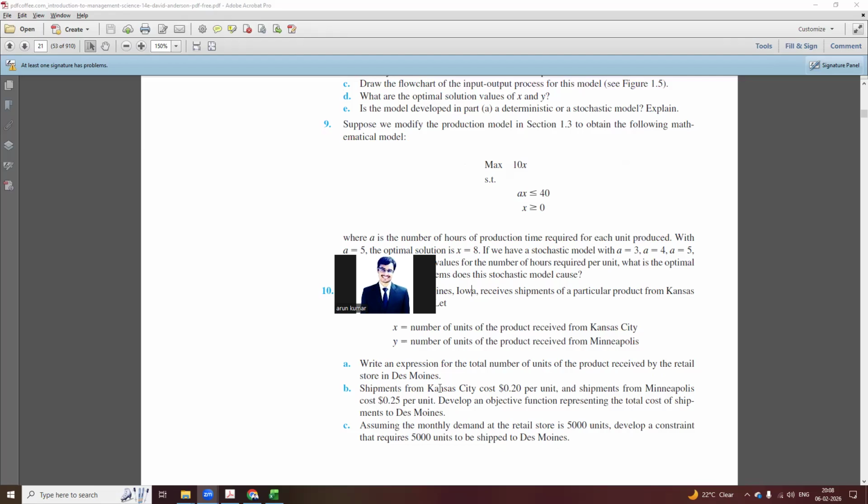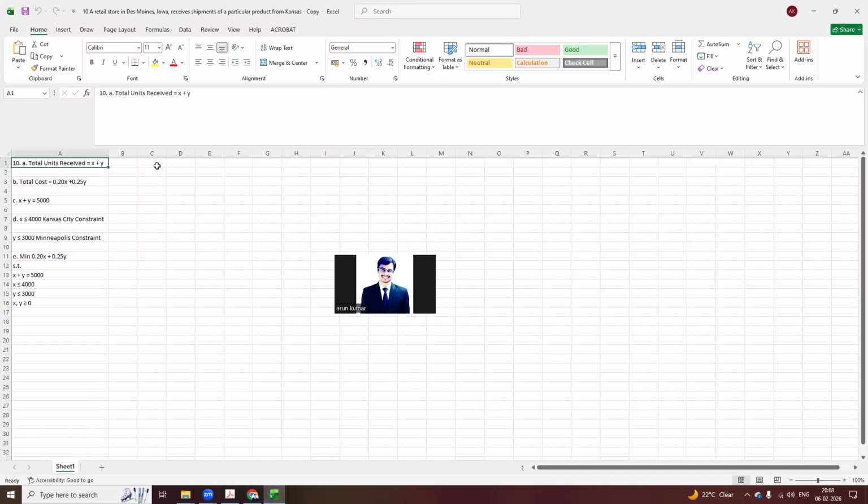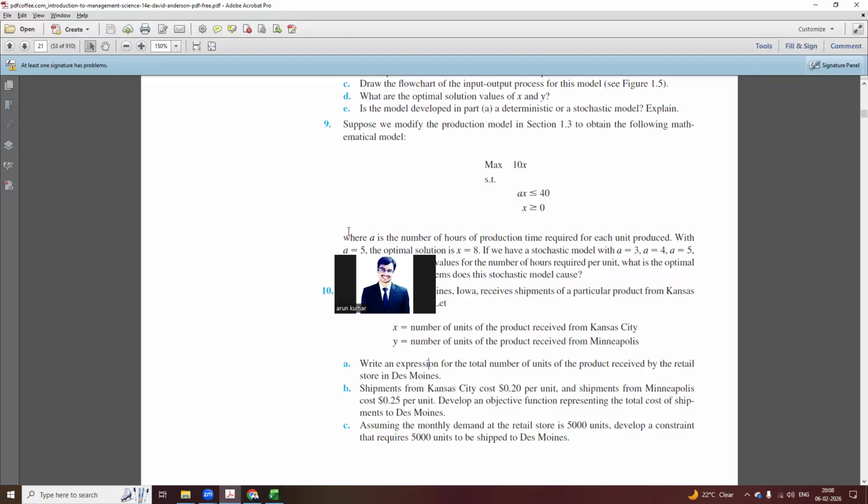For part A, write an expression for the total number of units of the product received by the retail store in Des Moines. I have solved this question and this part as well. Let me go back to the solution. So for part A, total units received equals X plus Y, which is the total units of the product received by the retail store in Des Moines.